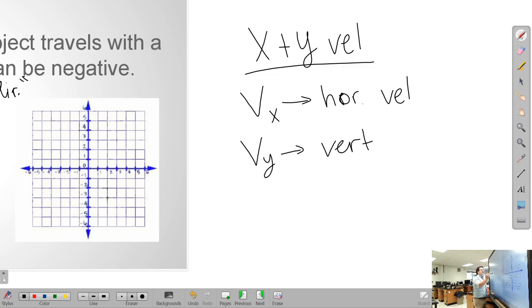So this is your vertical. Y is affecting your vertical velocity.